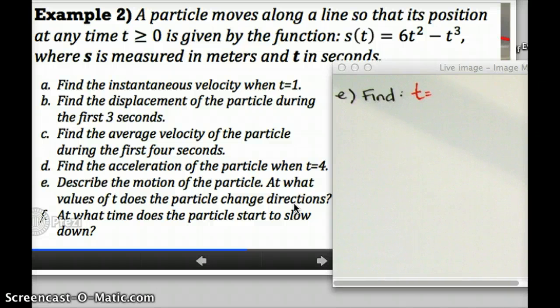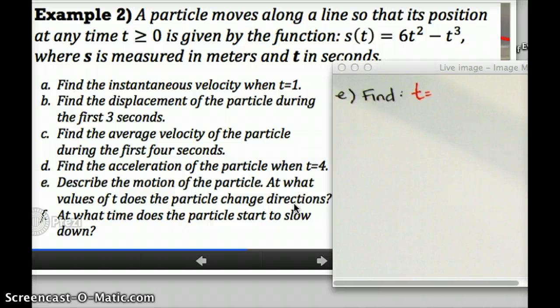Or we could think of it differently. When you change directions, you stop moving for a second, right? You're moving forward and then you move backwards. If you stop moving, we're talking about the velocity. If you were thinking of increase and decrease, we were also talking about the velocity, because the increase and decrease in the position is how it's changing, and how the position is changing is the velocity graph.